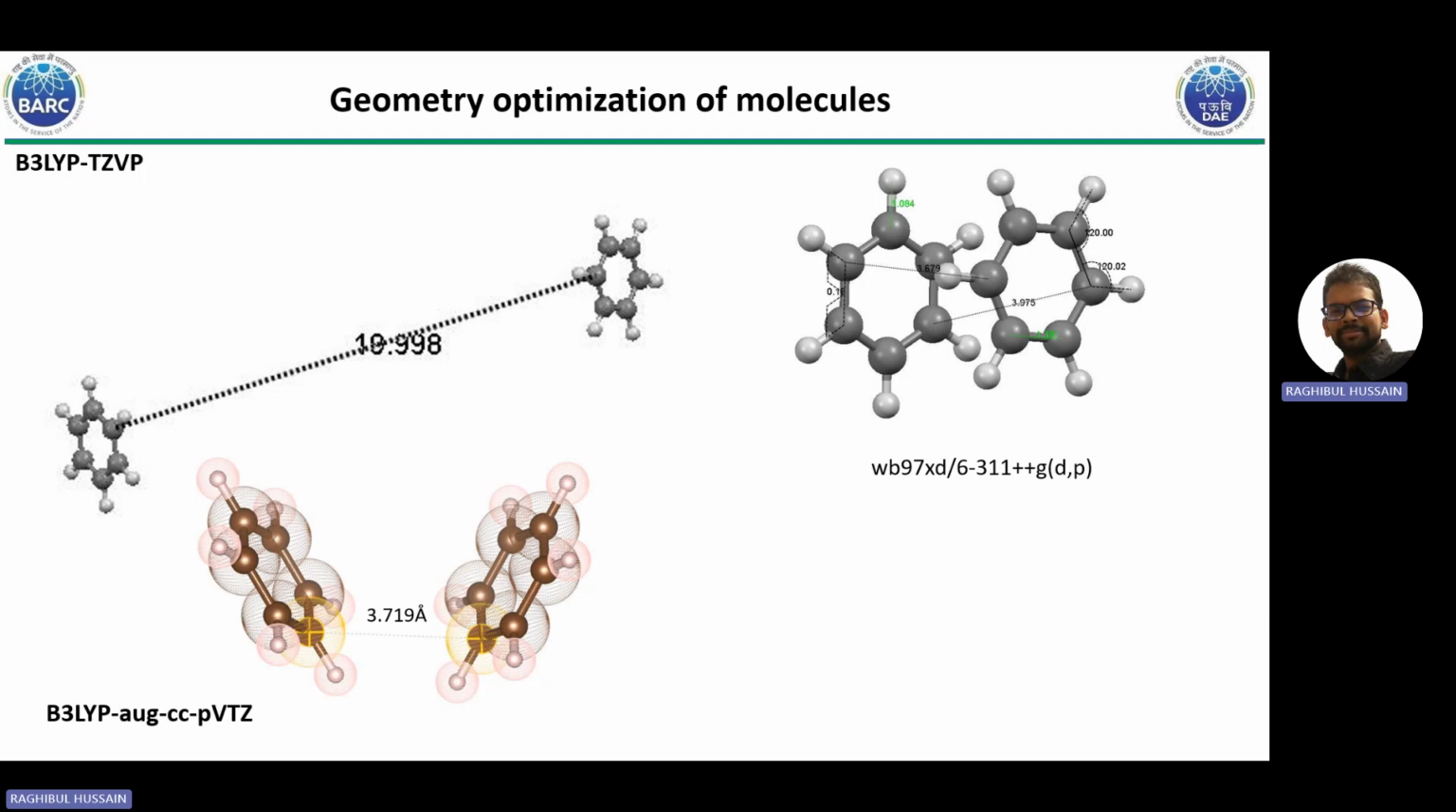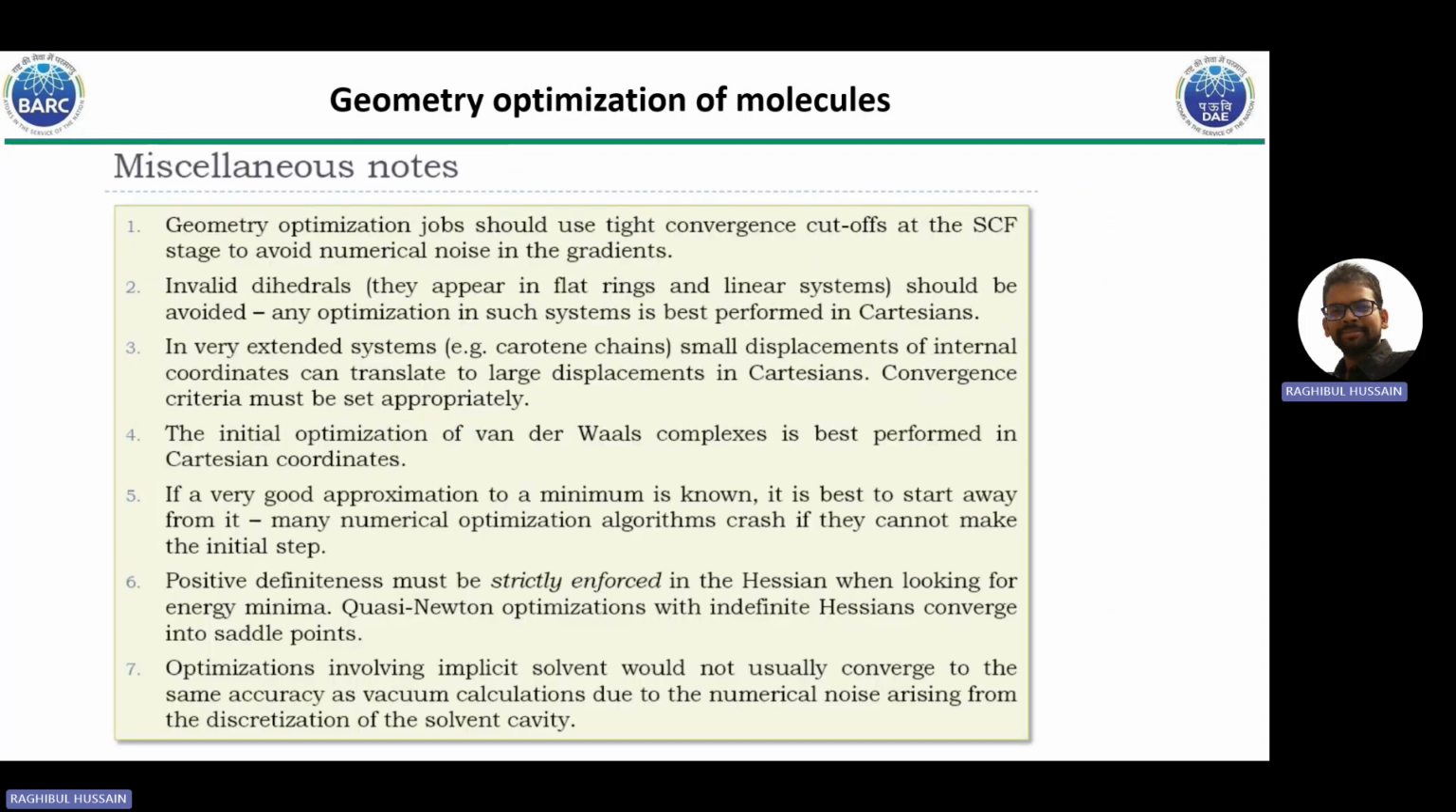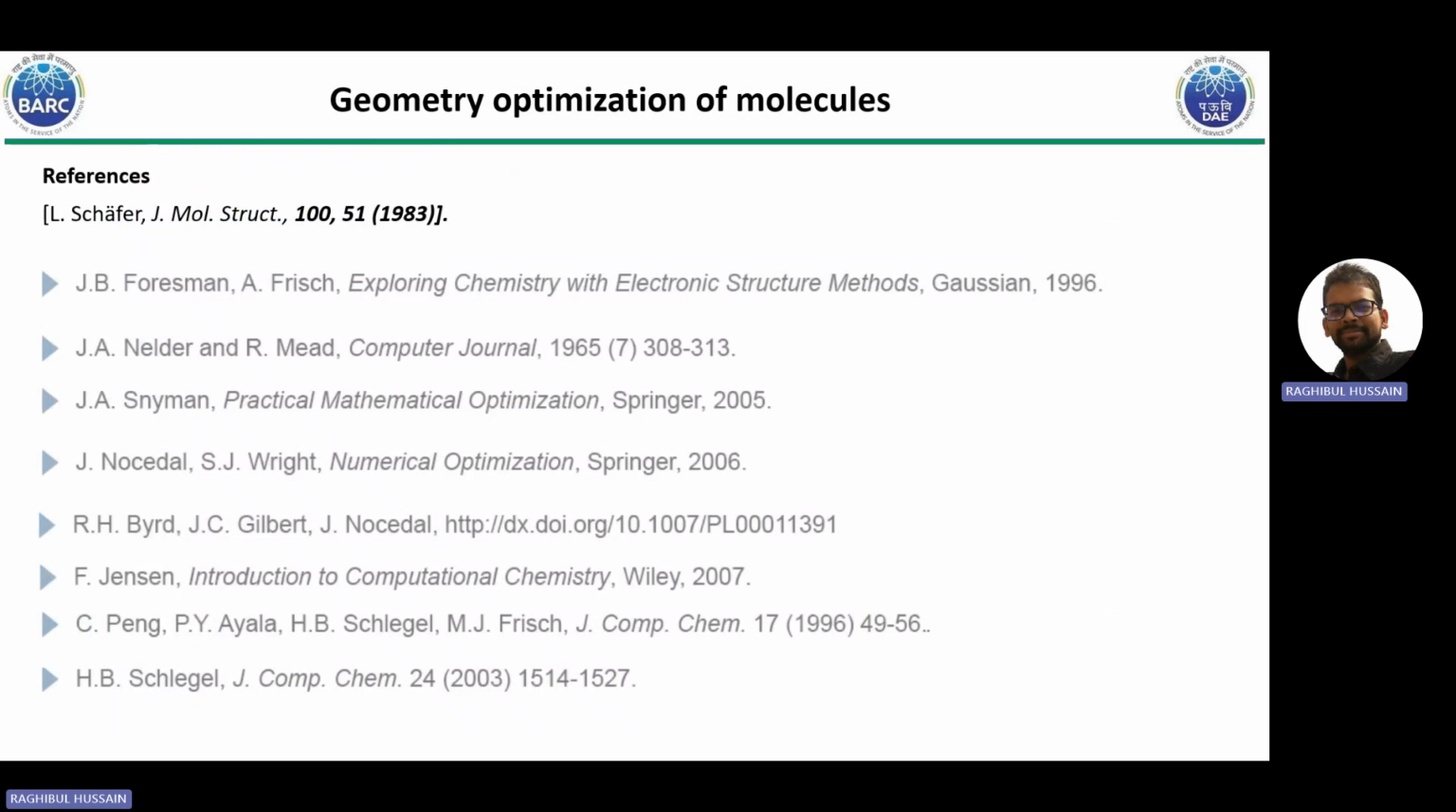So if you want to do geometry optimization of a molecule, molecular system or cluster, you have to be very careful what functional you choose and what basis set you choose. For those who have used Gaussian, I think it is given in the Gaussian material, so I'm not going to talk about it. Read it out. Finally, after all the presentations, the whole presentation will be shared with you. So these are the references here.